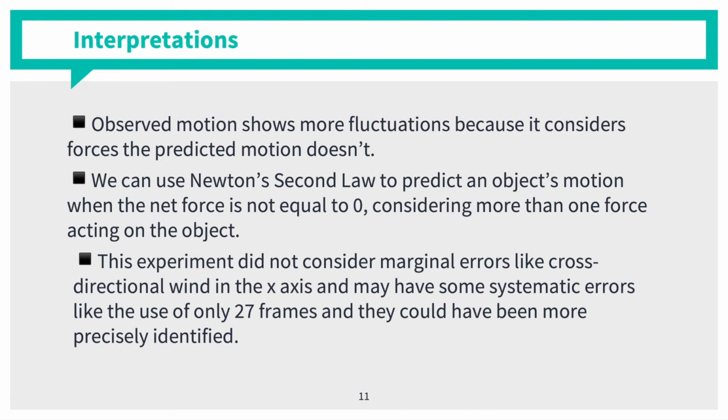As well, we conclude that we can use Newton's second law to predict an object's motion when the net force is not equal to 0, considering more than one force is acting on the object. I would like to note that this experiment did not take into account marginal errors like the cross-directional wind in the x-axis, and this may have caused some systematic errors, like only using 27 frames.